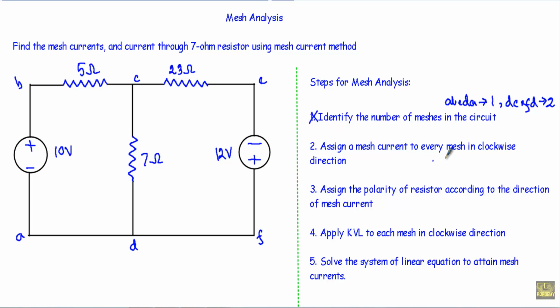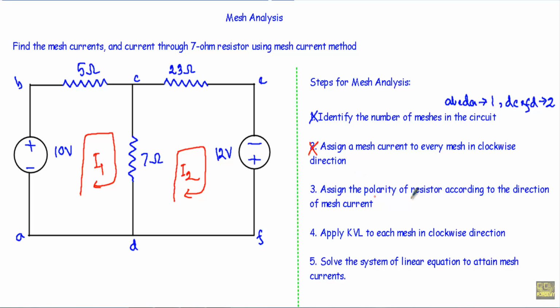Assign a mesh current to every mesh in clockwise direction. Now I will assign mesh currents in the meshes in clockwise direction. In loop number 1 or mesh 1, the mesh current is I1. In mesh number 2, the mesh current is I2. And I have assigned mesh 1 and mesh 2 currents in clockwise direction. So I am done with step number 2.